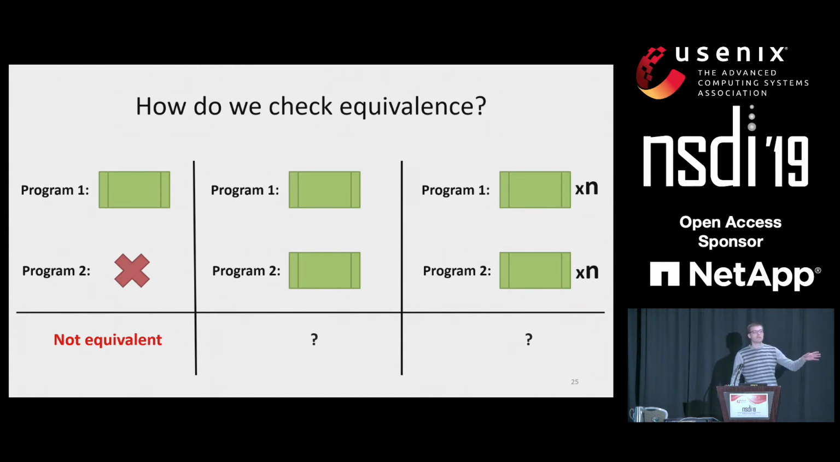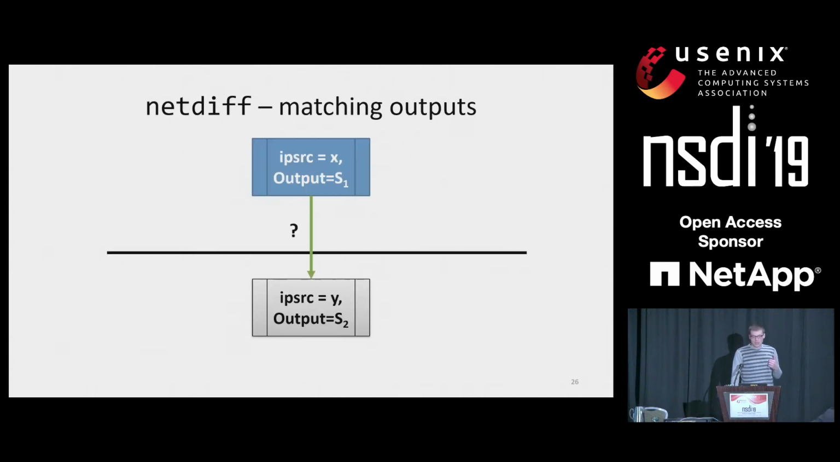If they output different number of packets, it falls back to the first case. Okay, so our contribution resides in solving the more general problem, where the two data planes actually output an arbitrary number of packets. And let's see how we check for one packet.